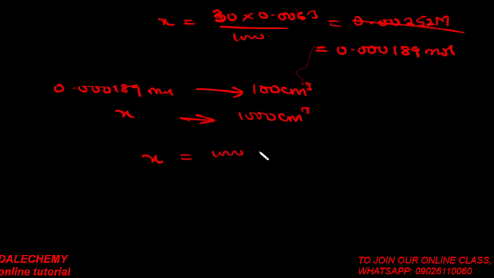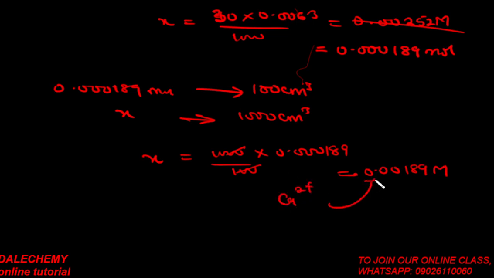Does this thing make sense? It does. So times 0.00189 divided by 100. So this cancels, so we have x to be equal to 0.00189 molar. So this is the amount of calcium alone in water. So that's the number of mole of calcium alone in water.